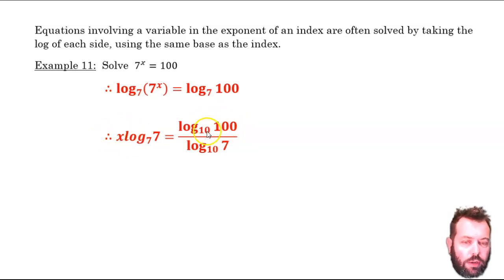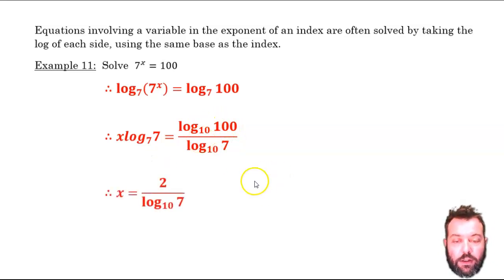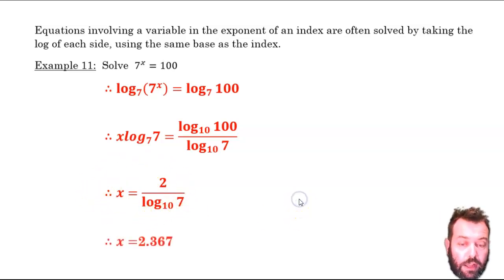The log of 100 to a base 10 is equal to 2. Okay, 100 is 10 to the power of 2, so I could say that's 2 log 10 base 10, or 2 times 1 is 2. So this right-hand side is 2 over the log base 10 of 7. And I can type that into my calculator. Make sure when you type it in, it looks very much like that. Check your display to make sure that it's calculating that. And we should get an answer of about 2.367.